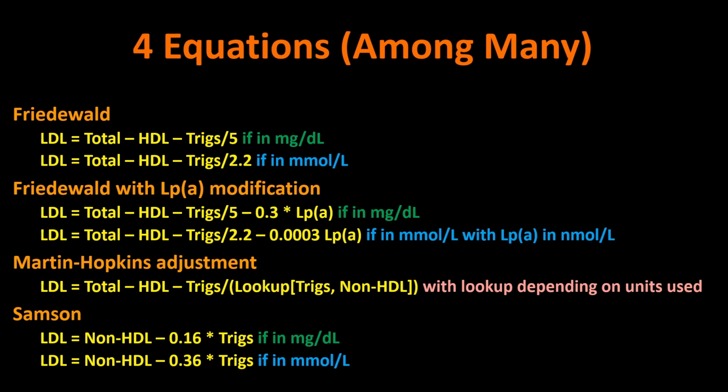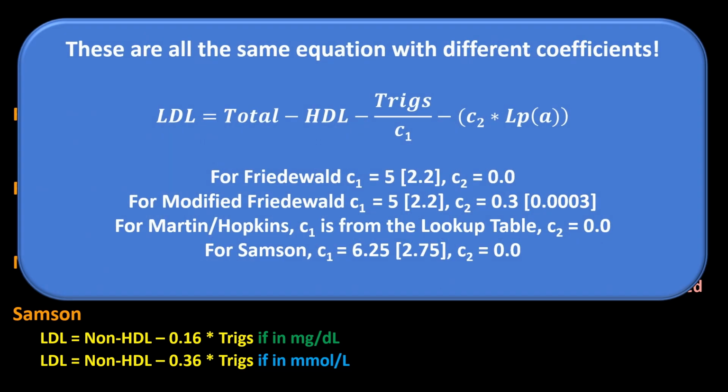I'm a software engineer by trade. Well, I'm retired now, but I always look at things like this and I try simplifying them, getting them down to say, these are all very common. They're really the same equation with different coefficients or fudge factors, if that's what you want to call them. And this is what they really come down to. They all say the LDL is the total minus the HDL minus an estimate of the remnant cholesterol with this little caveat on that modified Friedewald one where they consider Lp(a).